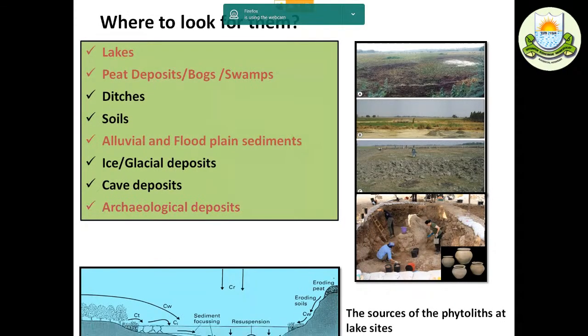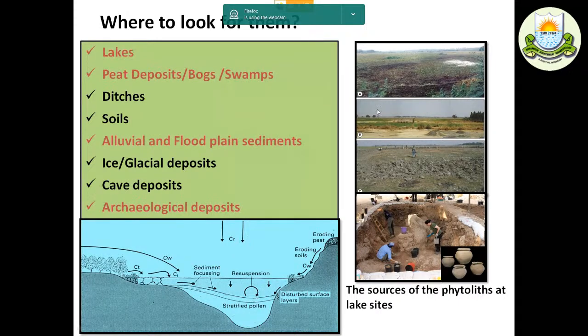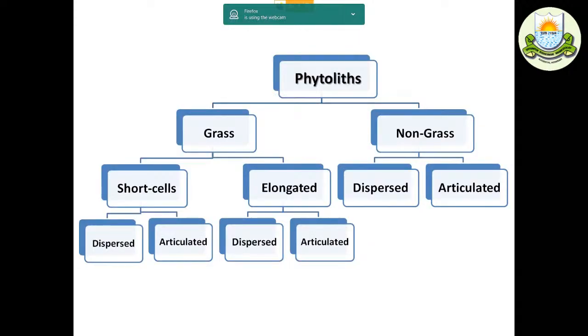Now, lakes, peat deposits, ditches, soils, ice or glacial deposits, cave deposits, and archaeological deposits are the best places to find phytoliths, and they can be used in solving queries related to vegetation, climate, etc. of the past. Now, as I showed you earlier, depending on the plant tissue where they are precipitated, phytoliths retain a particular shape.